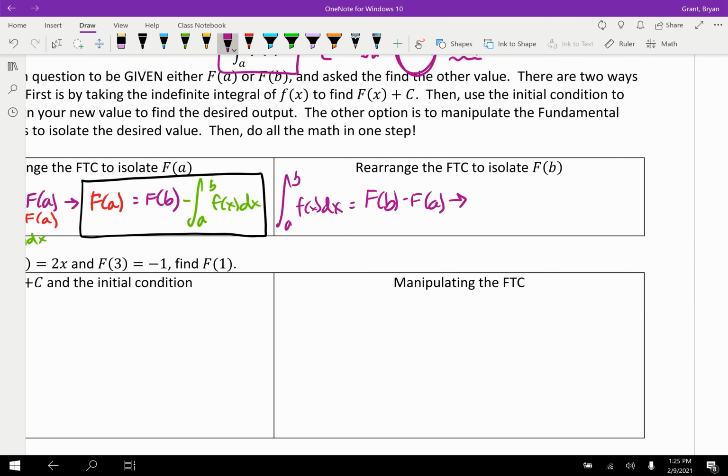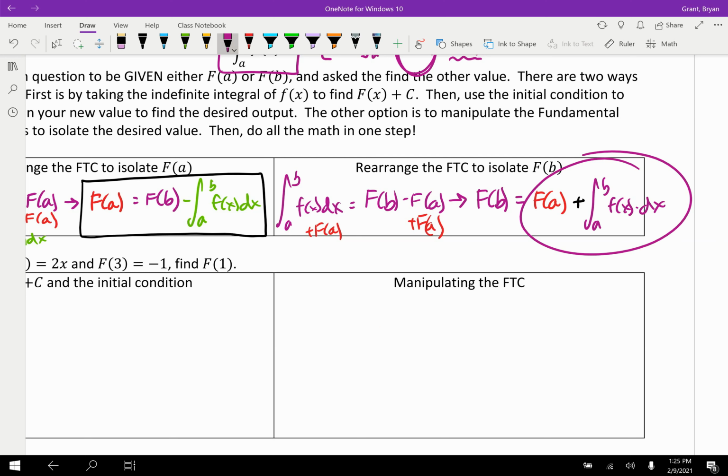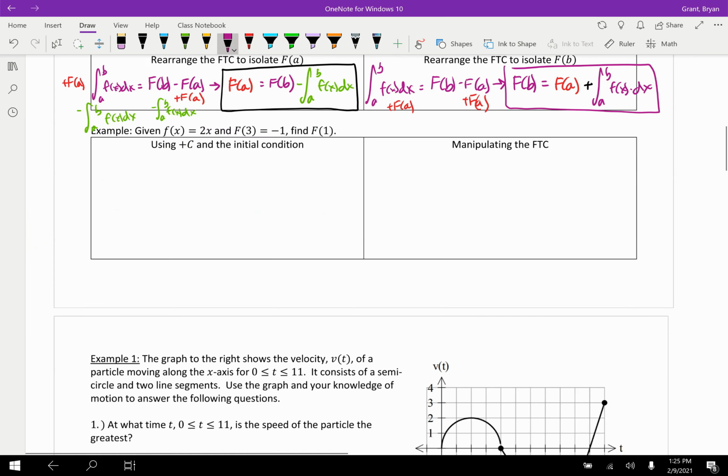Then to isolate F of b, I think we just need to get rid of this F of a on the right side. And so that's going to give us capital F of b equals capital F of a plus the integral from a to b of f of x dx. We're going to have a different interpretation of what this means later on today, but for now, if you just want to treat it as a formula, that is not a bad thing. Okay, so how does this work?